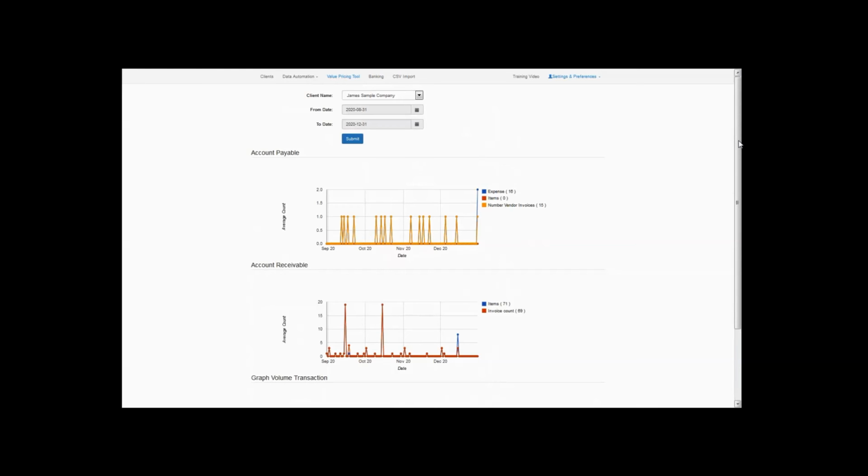Like it might be, I'm making this up, 5 minutes per transaction, and if they've got 12 transactions a month, it's going to be roughly an hour's worth of work. So I'm going to charge them whatever I'm going to charge them, $100 a month, or whatever the value pricing you want to put in place.